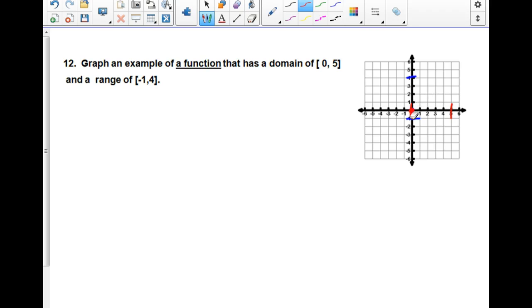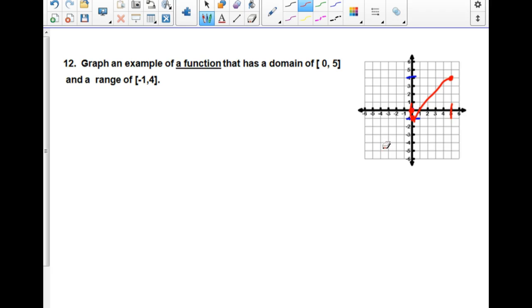Well, there's multiple things that you could do. It's just got to go from as low as negative 1 and not any further to the left of 0. And it's going to come, I don't know, I'm just making something that goes up to there. So I've covered the whole thing. I've gone negative 1 to 4, and I've gone 0 to 5, and I stop.